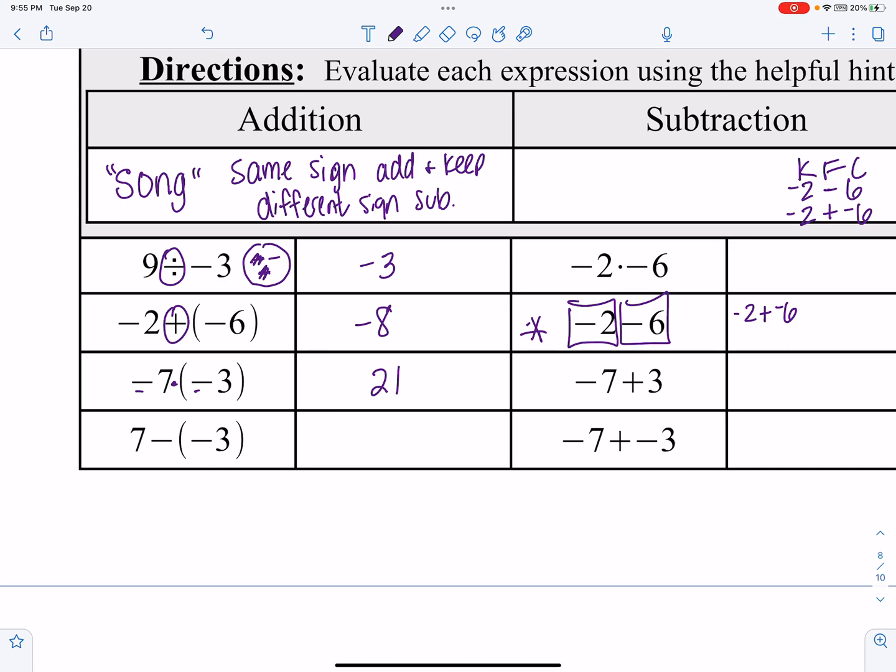All right, next one. I have a subtraction. So right away, I want to turn subtraction to addition. I see a 7, and I see this right here, which we know is the opposite of -3. Opposite of -3 is a +3. So there's my addition. 7 plus 3 is 10.